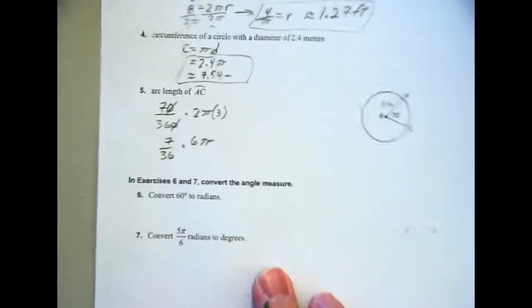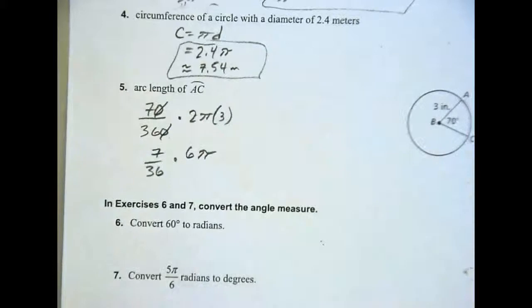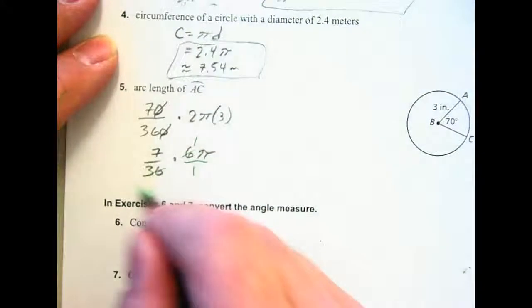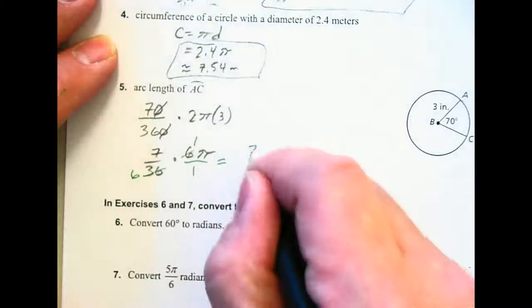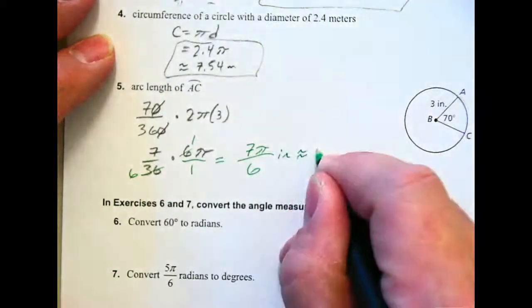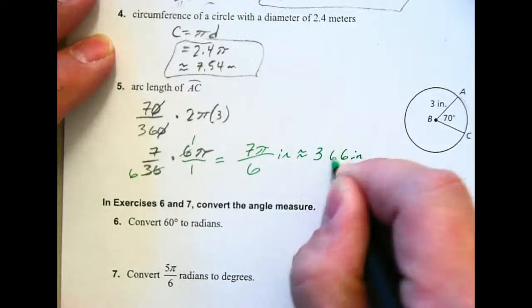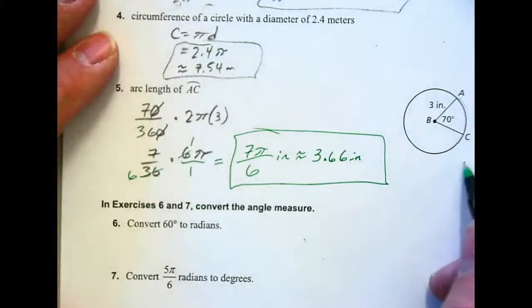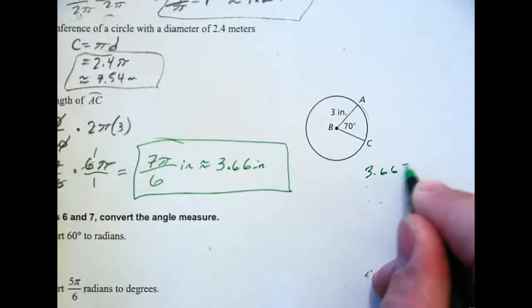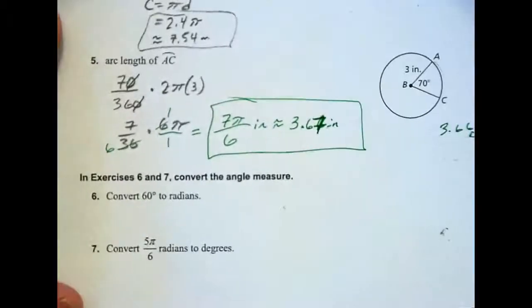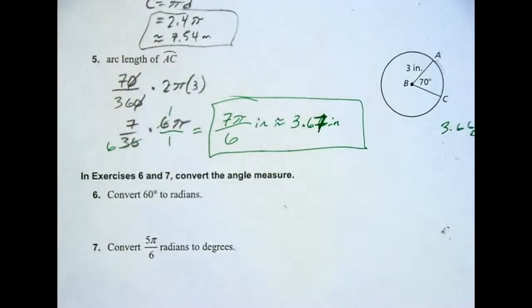You guys with me there? Okay? And so if we do that now, we can cross cancel or cross reduce. A lot of you make more sense with that. So cancel that. That's 1 and that's 6. Becomes 7 pi over 6 inches. And then we round that to 3.66 inches. Is it 6.6 or 6.7? 3.665. That would be a 7 then, yeah. Okay. Any questions on that?